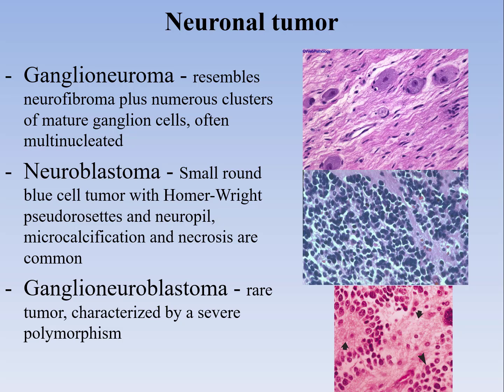Neuronal tumors: ganglioneuroma, neuroblastoma, and ganglioneuroblastoma. Ganglioneuroma resembles neurofibroma, plus numerous clusters of mature giant ganglion cells, often multinucleated. Neuroblastoma is a small round blue cell tumor with Homer Wright rosettes and neuropil. Microcalcification and necrosis can also be seen. Ganglioneuroblastoma is a rare tumor characterized by severe polymorphism.